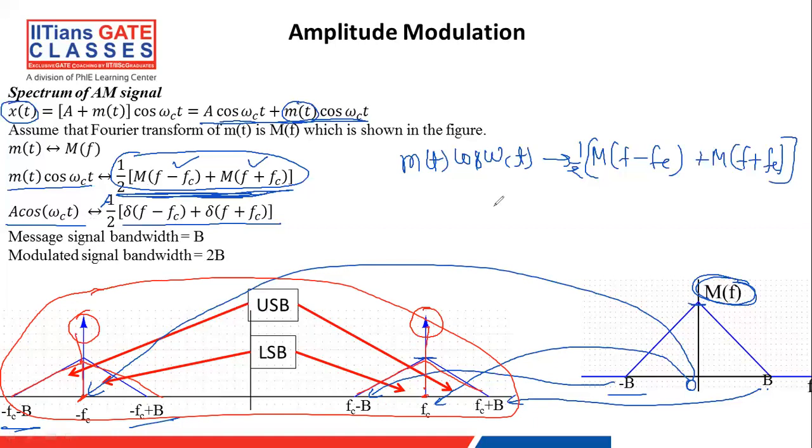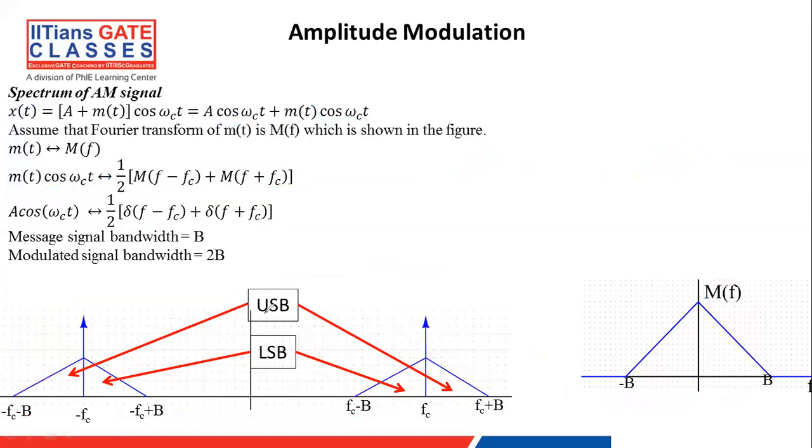Now in this complete thing, there is something called the upper sideband and the lower sideband. The part which is left of fc is called the lower sideband, and the part which is right of fc is called the upper sideband. In the case of the negative one, the part which is right of minus fc is called the lower sideband, and the part which is on the left of minus fc is called the upper sideband. So this and this are upper sidebands, and this triangle is the lower sideband.